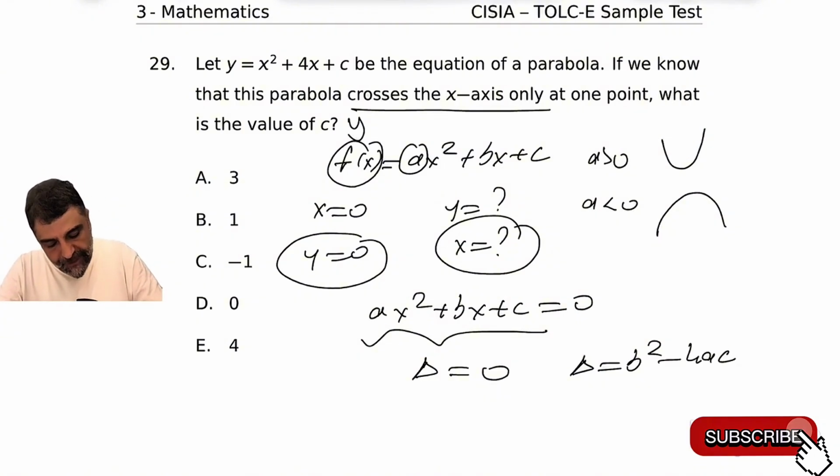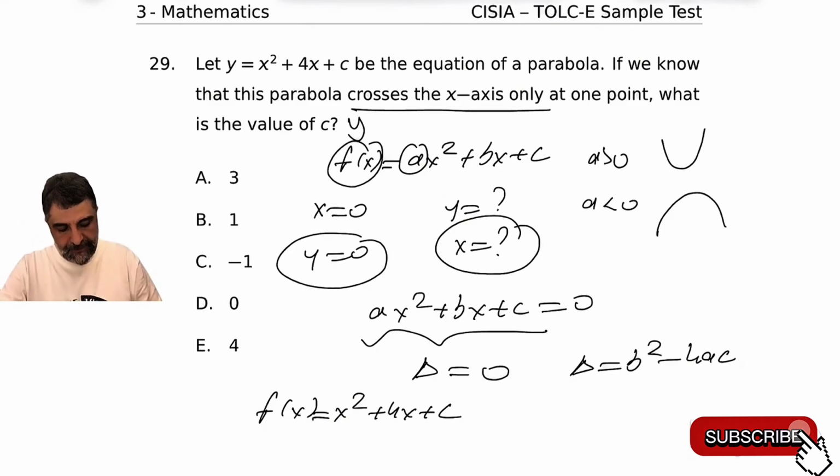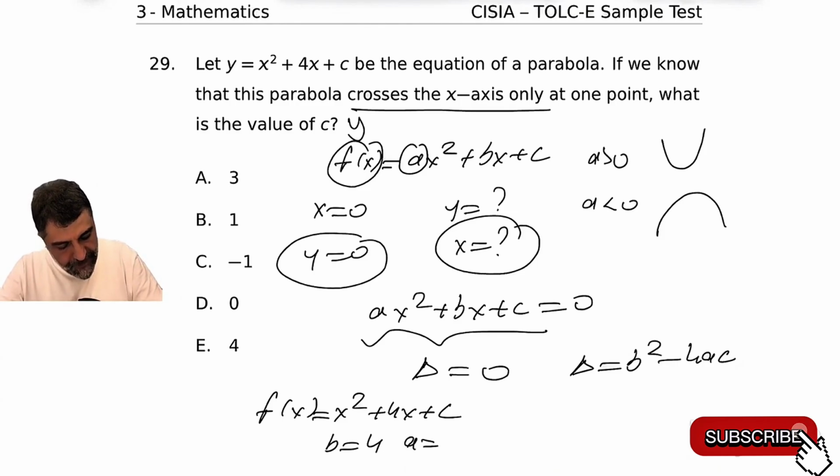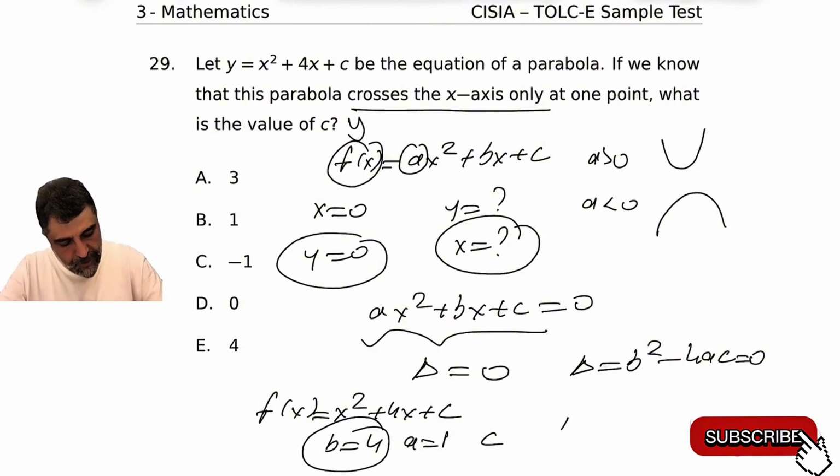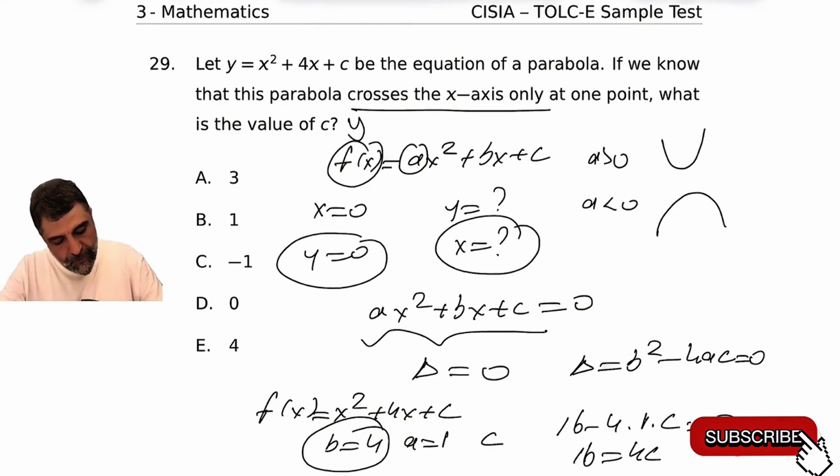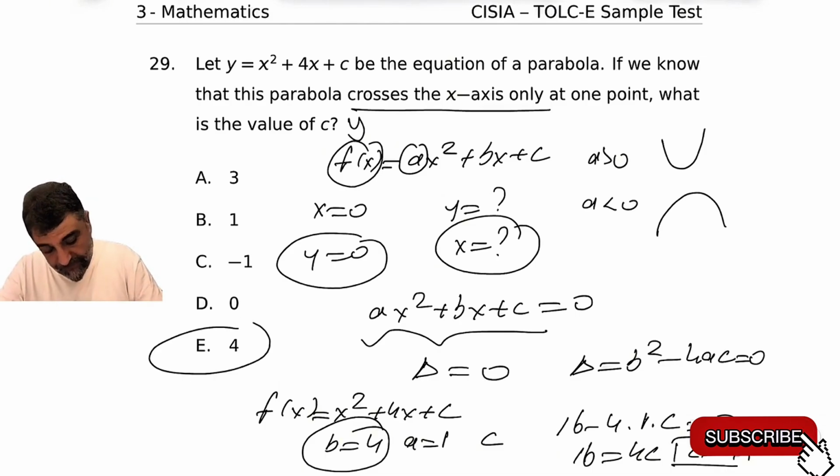Then our parabola here is f(x) equals x squared plus 4x plus c, therefore our b value here is 4, a value is 1, and c value is already c. Friends, what needs to happen? B squared minus 4ac should be 0. It needs to be equalized. So I'm doing it, friends. 4 squared is 16 minus 4 times my a value, which is 1, times c, equals 0. 16 equals 4c. Well, when we divide both sides by 4, what did we find for c? We found 4. The answer will be E.